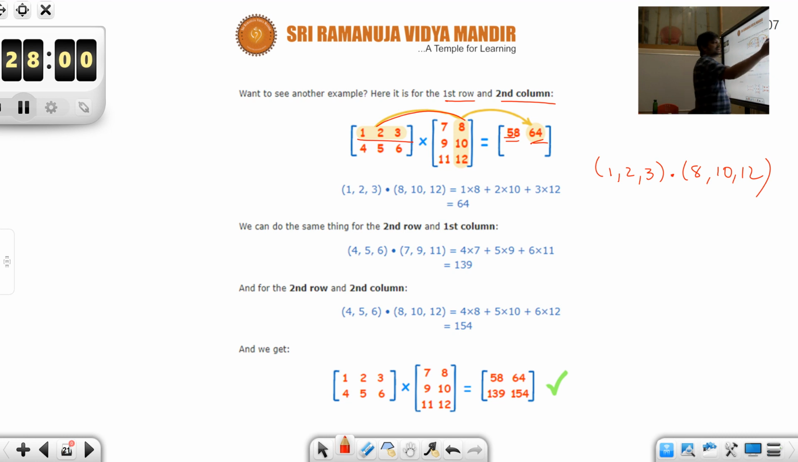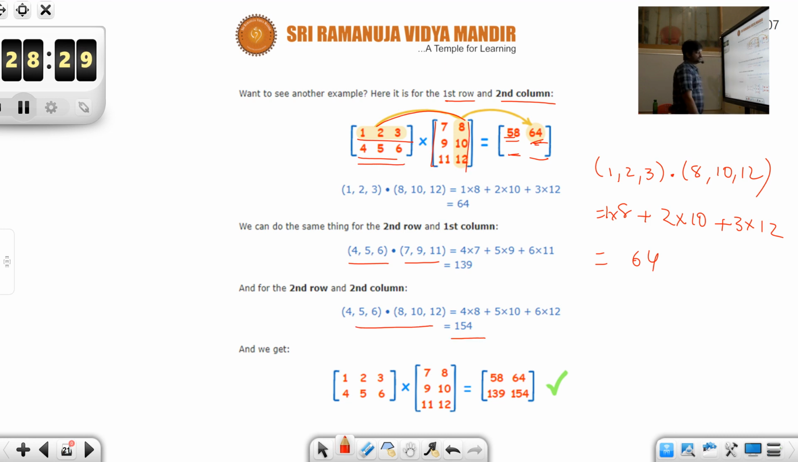You know how to perform dot product. Again, this will result in 1 into 8 plus 2 into 10 plus 3 into 12. So you will be getting 64 if you sum. Similarly, to get this entry, consider the second row and the first column. You will be getting this entry by the dot product of 4 5 6 and 7 9 11. Similarly, to get this entry, consider the dot product of this row and this column. So you will be getting this entry. Okay, so in this way, we will get the multiplication of two matrices result.